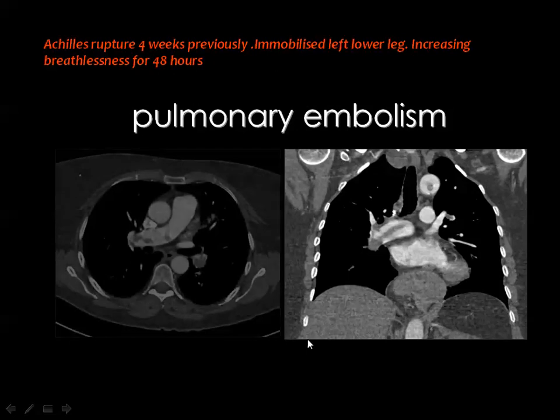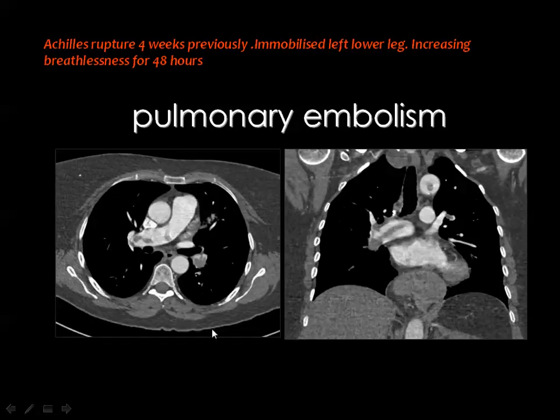On the multi-detector CT scan of the chest with an axial and coronal reconstruction showed multiple filling defects in the right main pulmonary artery, diagnostic of pulmonary emboli, and also you can see some filling defects in the left side as well.